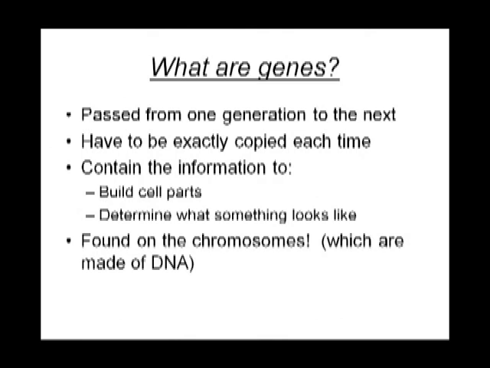They have to be copied exactly each time. If there's ever a mistake, it can be a problem because there's information on your genes. They contain the information to build cell parts, determine what something looks like. They're found on your DNA. They're sections of DNA, actually.